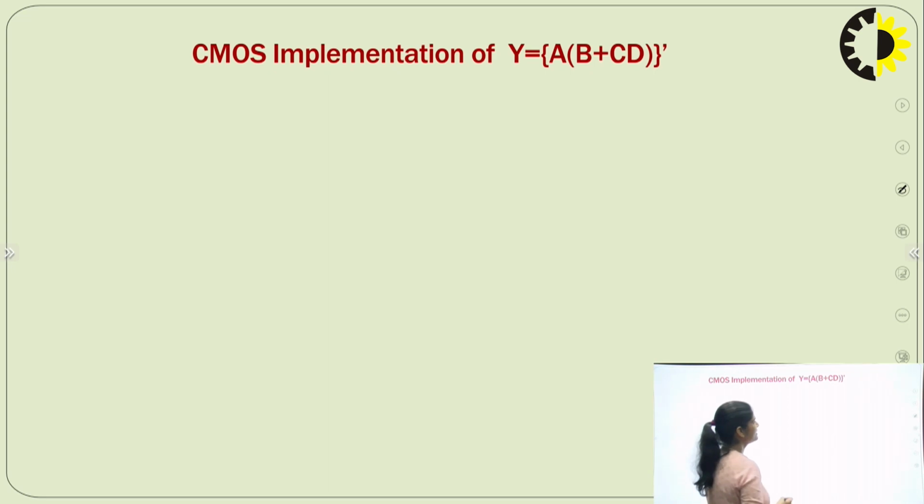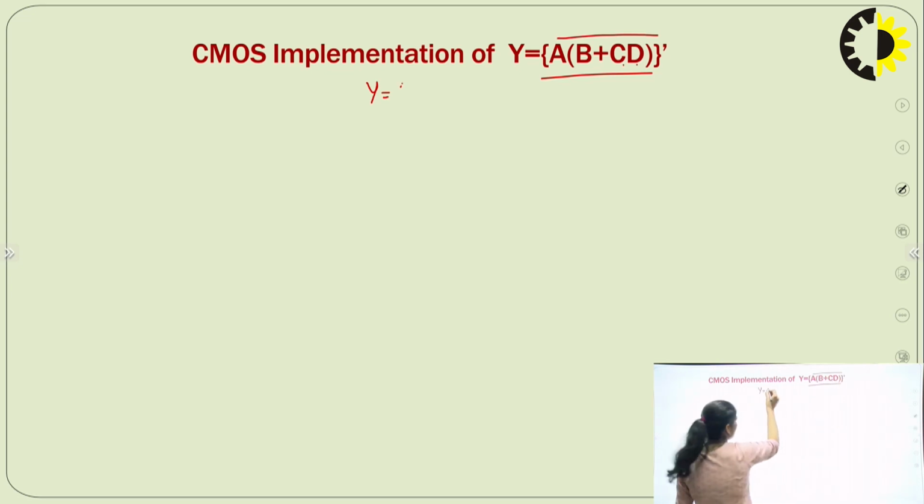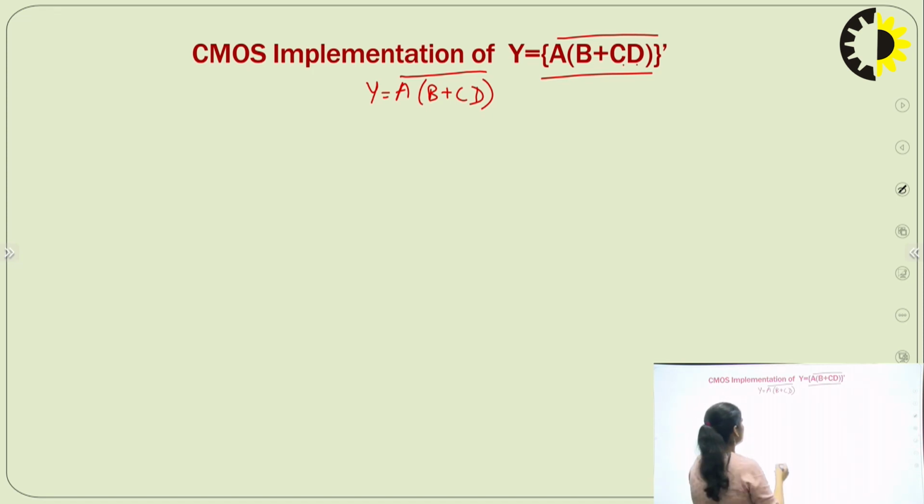Let us consider an example. Y is equal to A dot (B plus C dot D). So let us consider this is a logic equation. So you have to realize it using CMOS implementation. So how you can do it? Y is equal to, and this is the whole bar. So Y is equal to (A (B plus C D)) whole bar. This is the logic equation. Now we have to implement it using CMOS.